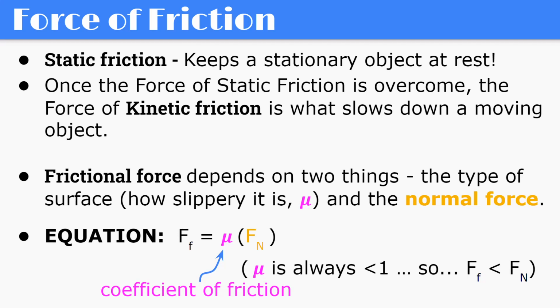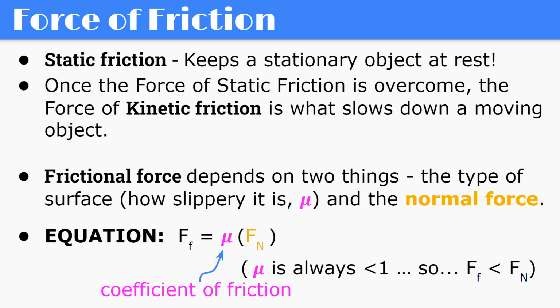We do have two types of friction, static friction and kinetic friction. Static friction is the force that keeps the object at rest. So if I push my desk a little bit, which I'm doing right now, it's not moving due to the static friction between my desk and the floor.